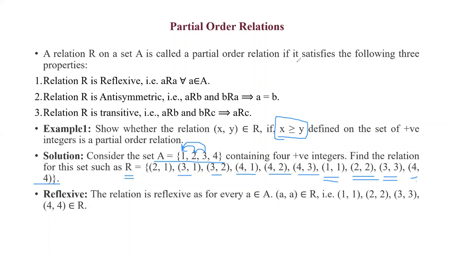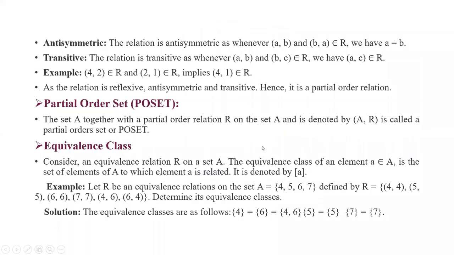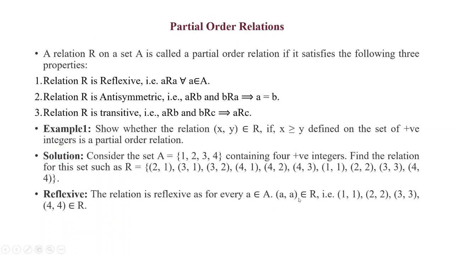Next, the second property, that is anti-symmetric. The relation is anti-symmetric if (a, b) and (b, a) belong to R, then a is equal to b. Here we have to remember that the relation is not anti-symmetric when (a, b) and (b, a) also belong to R with a not equal to b. Here, 1, 1; 2, 2; 3, 3; 4, 4 satisfy a equal to b. But to remember, 2 comma 1 belongs to R, is 1 comma 2 in R? No.